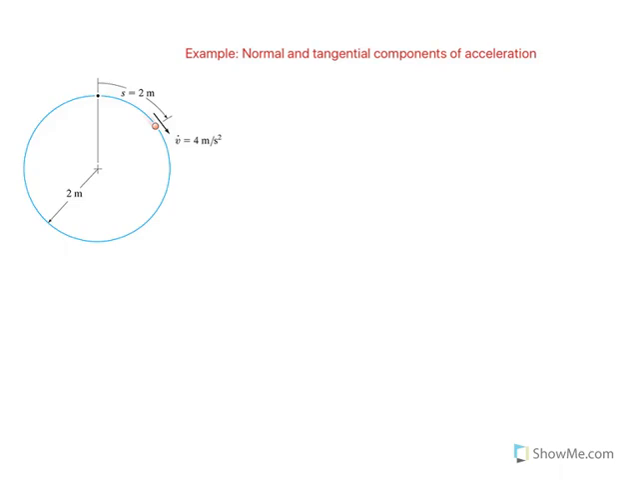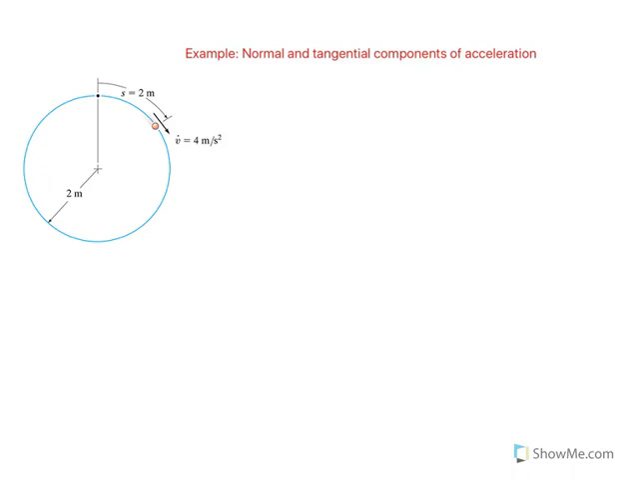Here we want to look at an example of a particle traveling along a curved path. Here, a circular path of a radius of 2 meters, and using the NT, normal tangential coordinate system or components, to find the magnitude of acceleration.